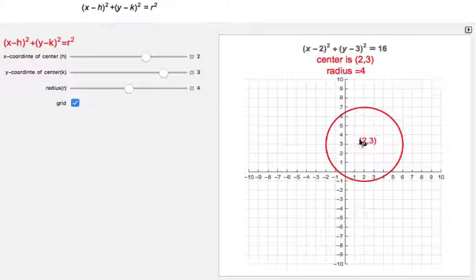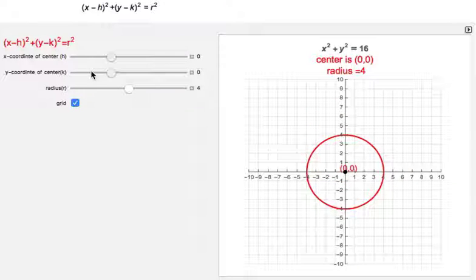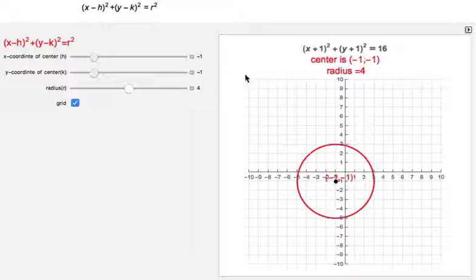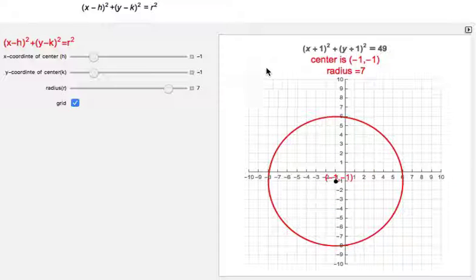Note that these numbers are positive, but these signs are negative because we're subtracting. So if these numbers were negative, if we had a negative coordinate, we have minus 1, we're going to get (x + 1)² + (y + 1)². If we raise the radius to 7, it's now going to equal 49 because that's 7 squared.